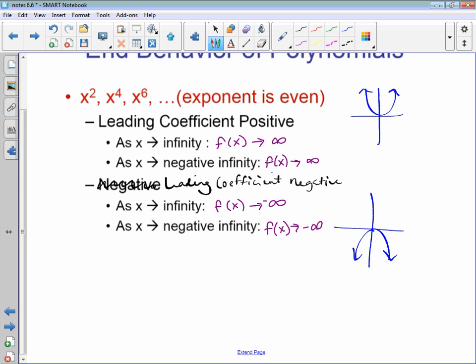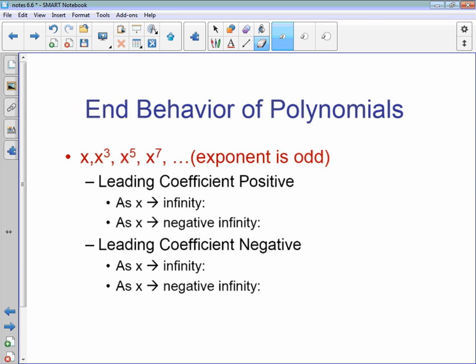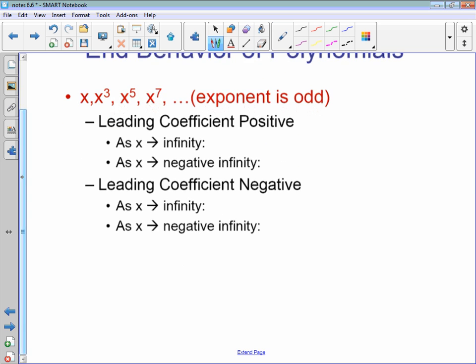The other one is one up and one down. So the exponent always has probability. Now here we go. I'll erase those and make you think about it. We can have an odd exponent.